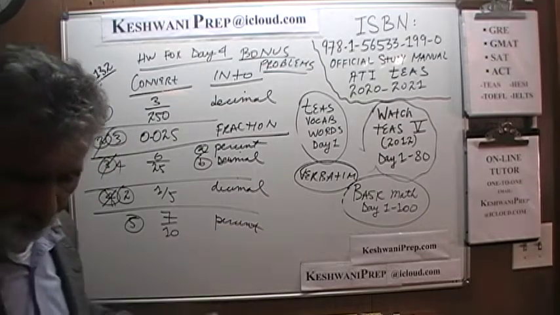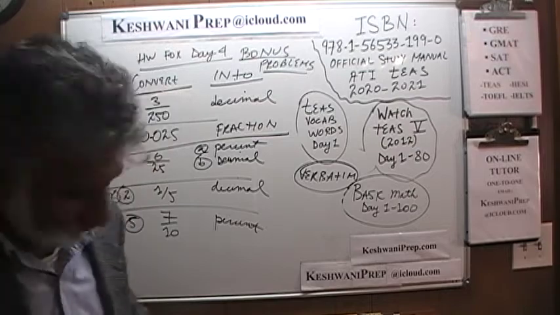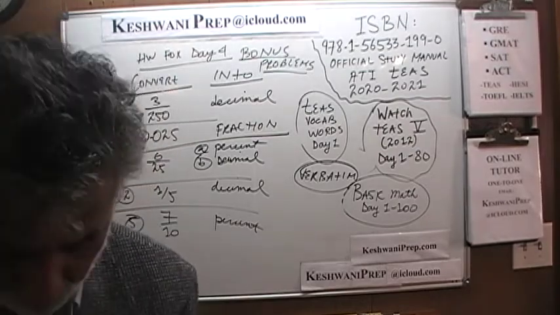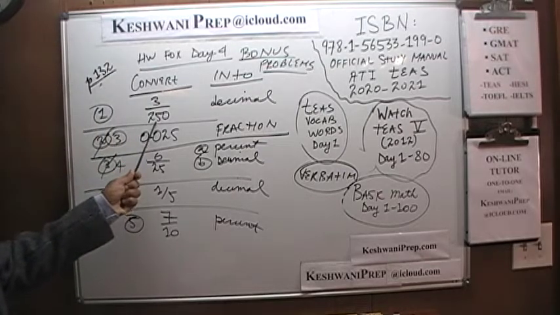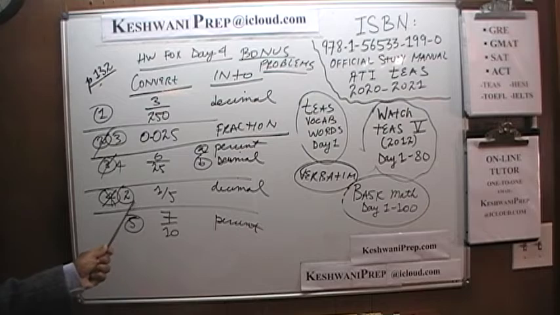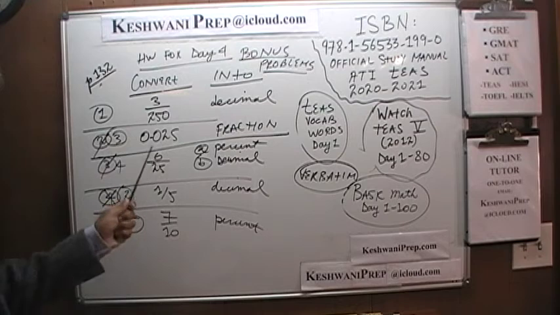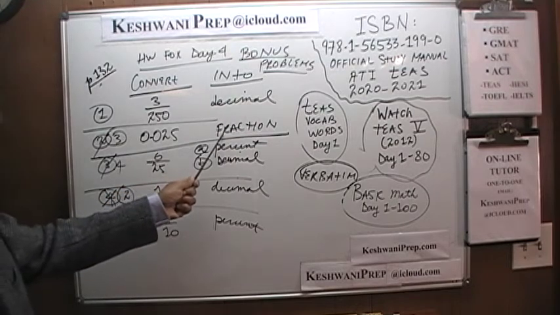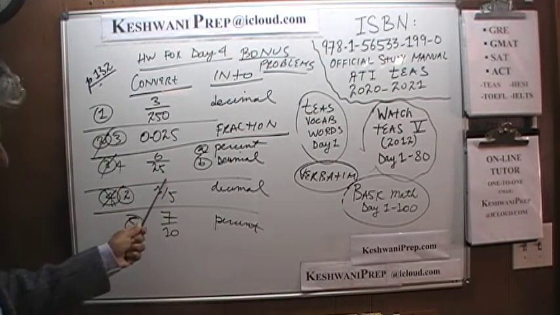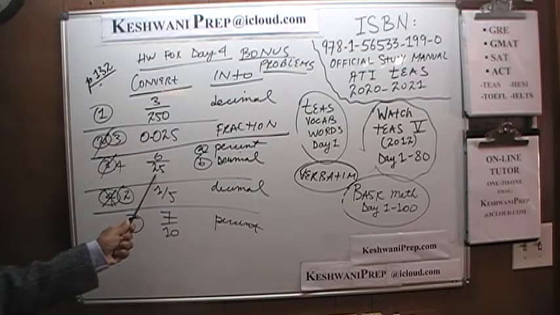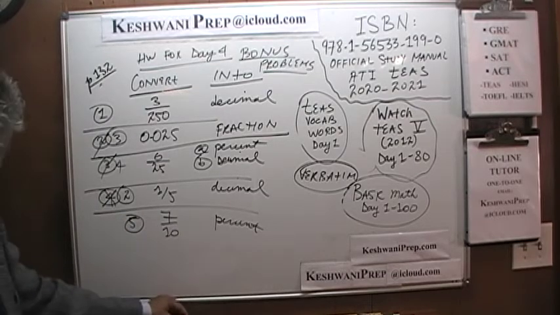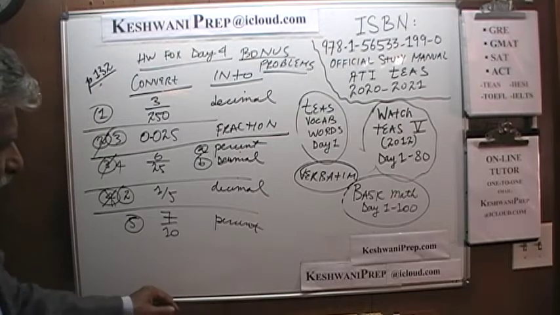Five very simple problems. I'm going to walk you through them very quickly one more time. I actually had 10 in my notes here, but we can worry about 5 right now. The first one says convert 3 over 250 into decimal. Number 2 says convert 1/5 into decimal. Number 3 says convert 0.025 into fraction. Number 4 says convert 6 over 25 into both percentage and decimal. And number 5 says convert 7/10 into percentage.